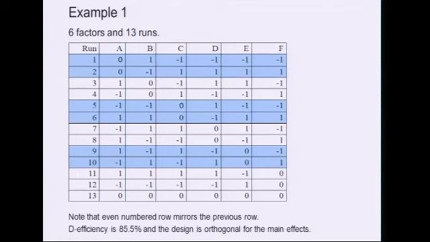So here's an example with 6 factors and 13 runs. The D efficiency is 85.5%.